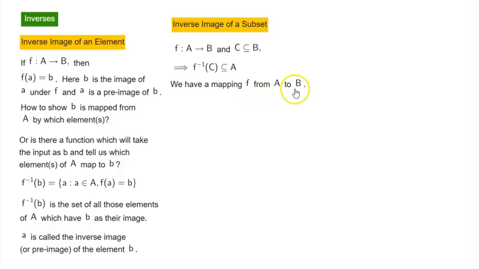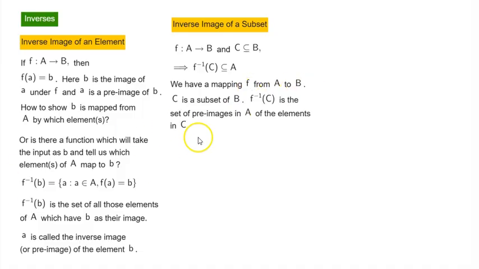We have a mapping F from A to B. C is a subset of B. F inverse of C is the set of pre-images in A of the elements in C. So if C is a subset of B, then F inverse of C is a subset of A.